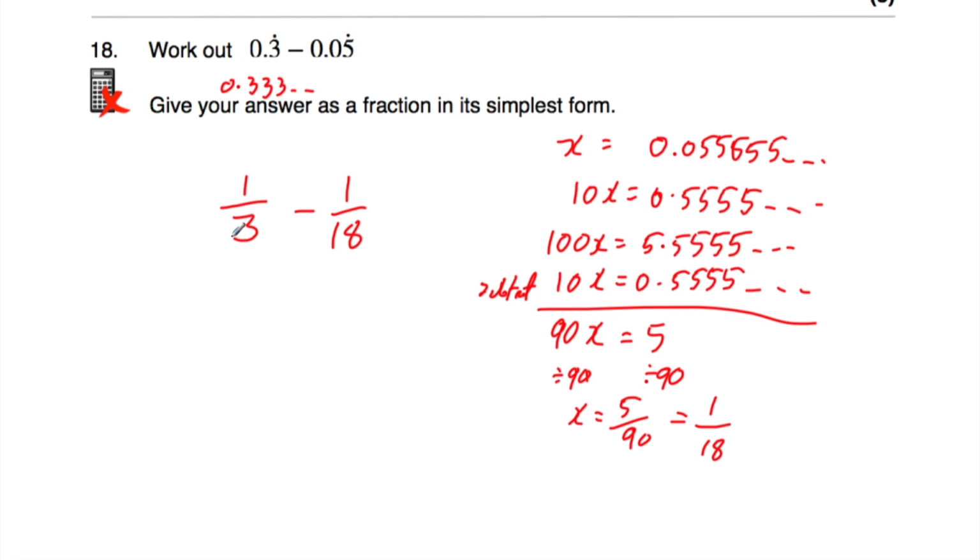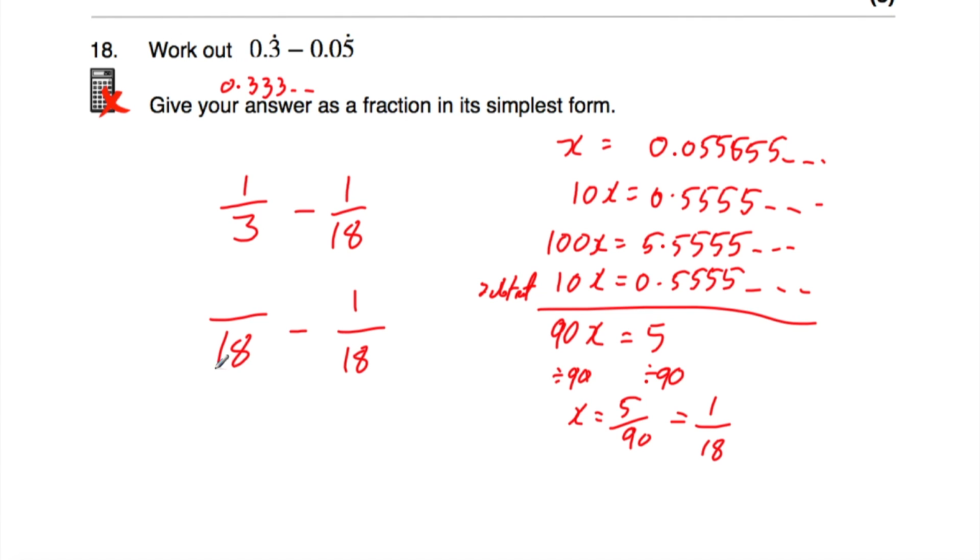0.05555555, and so on. So we've now got 1/3 subtract 1/18. So whenever we're subtracting fractions, it would be great if we had a common denominator. So we've got 3 and 18. We want to find the lowest common multiple of 3 and 18. That's going to be 18. So let's change both the denominators to 18. Well, that was already 18 on the right hand side.